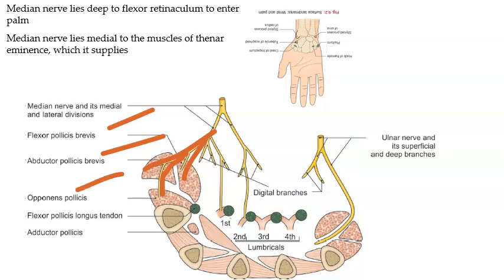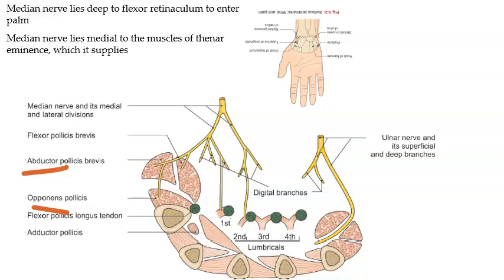abductor pollicis brevis and opponens pollicis. Okay, so the thenar muscles flex the thumb, that is, reduce the angle of the thumb, that is flexion, right? Then abduct the thumb, that is take it away from your body. Okay, that is abductor pollicis brevis, and then you have the opponens pollicis, the opposition action of your thumb also. Okay, so remember here it is the abductor, the opponens, but the flexor is reducing the angle of the thumb. So these are the three muscles of the thenar eminence.